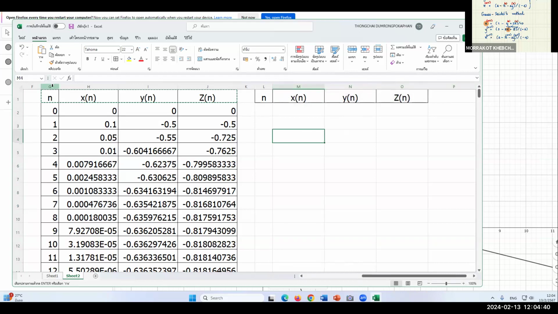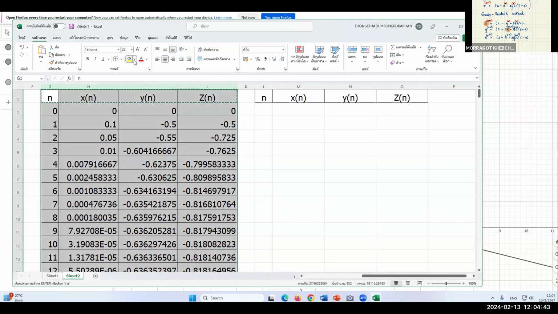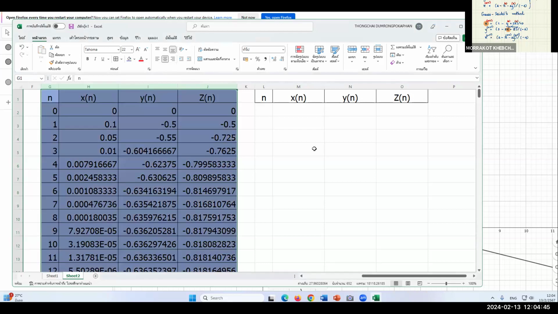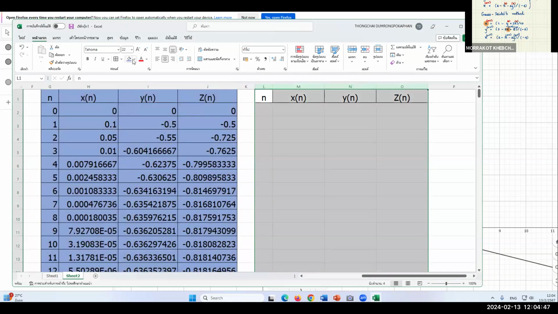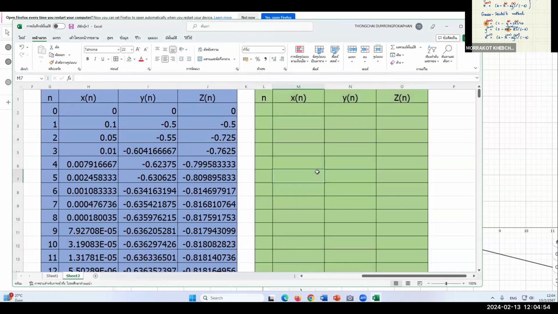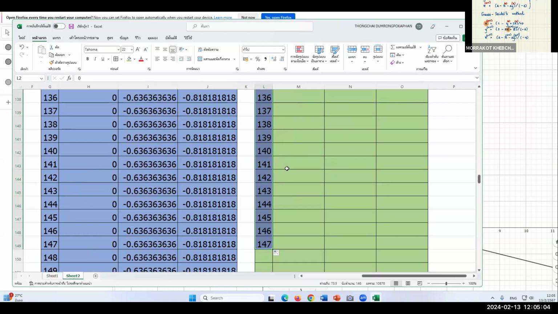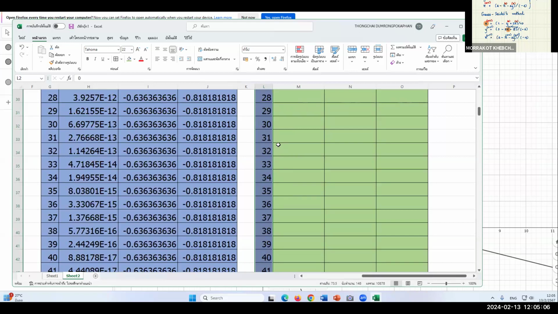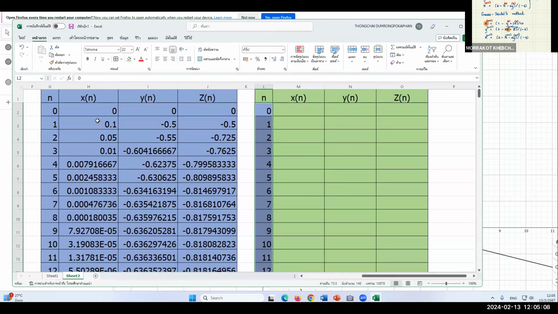Okay, this is my previous one. I will do the blue one. Now that's what I'm working on. I use the green one, okay? So I start with my initial guess, the same thing, okay?